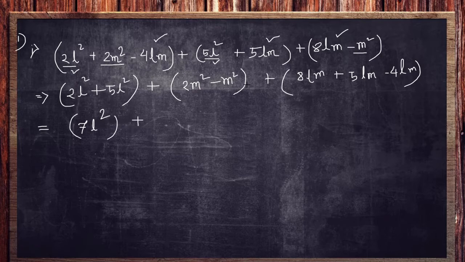Second, 2M square minus M square, which is M square only. That is 1M square, but we are writing that only as M square. And plus 8 plus 5, what will it come? It is 13. 13 minus 4, so it will come as 9.